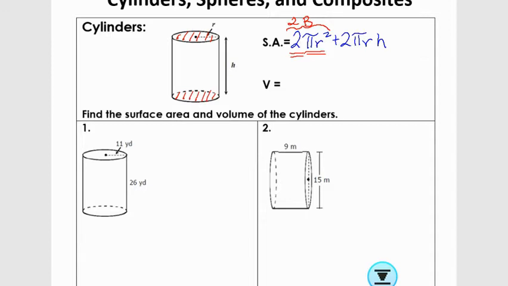And then we have 2 pi rh. Well, we all know that the circumference of a circle is pi times diameter, or 2 pi r. So that's the circumference of a circle times the height.